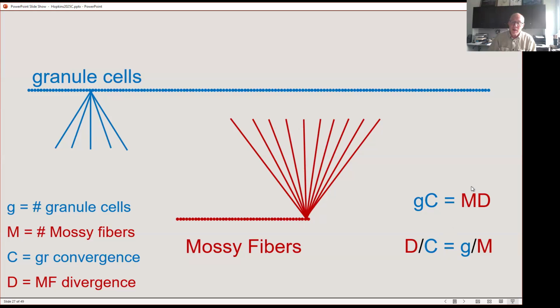This leads to other things. These are important, and they're part of why what I'm going to show you is true, and we could come back to this, but I just want to point out to you that when we think about changing the convergence of mossy fibers onto granule cells, we have to remember that we're also changing the divergence of how many granule cells each mossy fiber talks to.